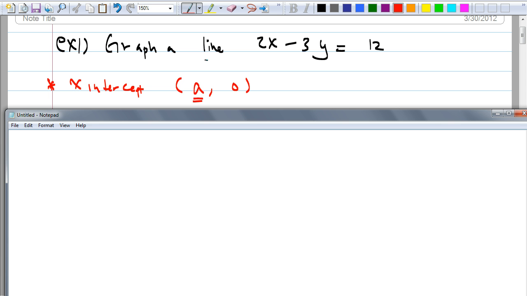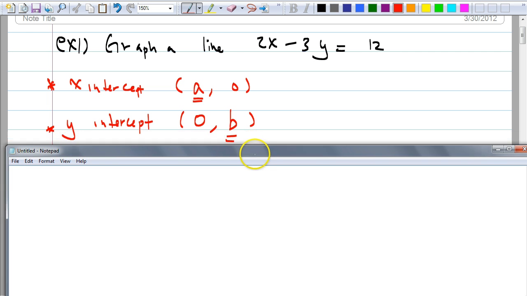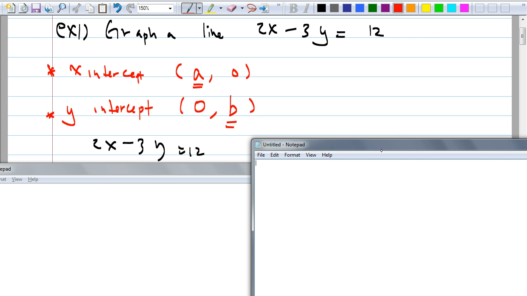What about for the y-intercept? Plug in 0 for x, and which letter should I use for the unknown? b, because we use small letter b for the y-intercept. Once you do this, you can find the 2 points, the x-intercept and the y-intercept. Let's find the x-intercept together, and I'll help you do the y-intercept yourself. Here we go. We have this equation, 2x minus 3y equals 12. So let's find the x-intercept. What are we going to plug in for x?